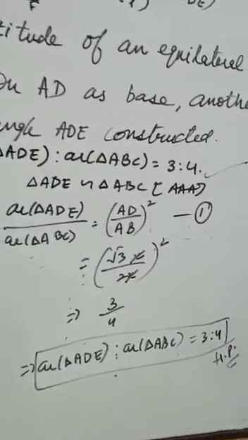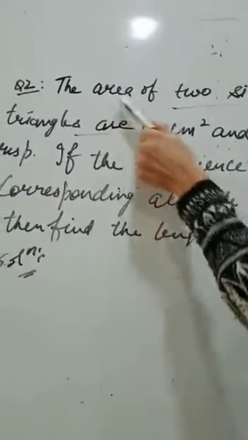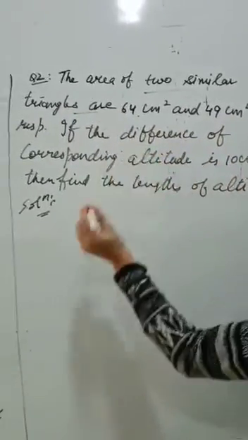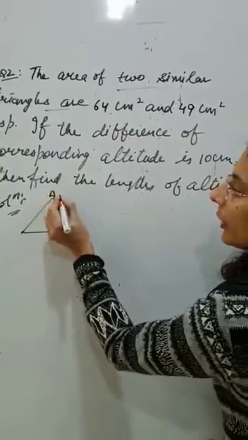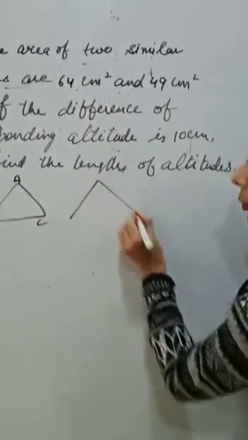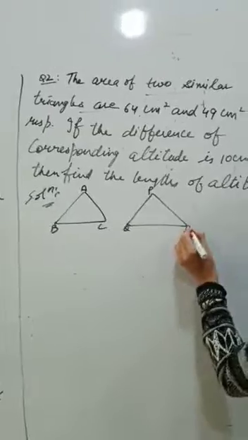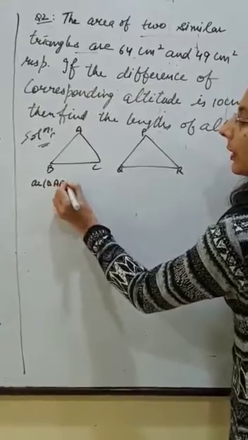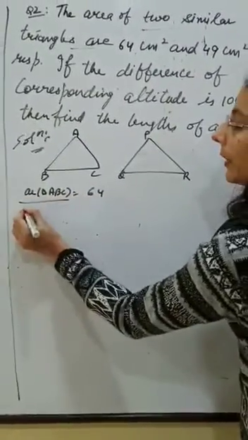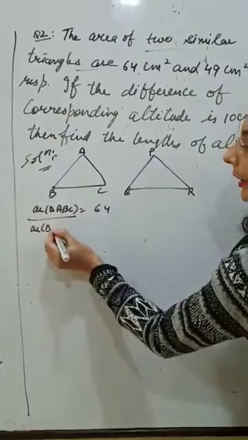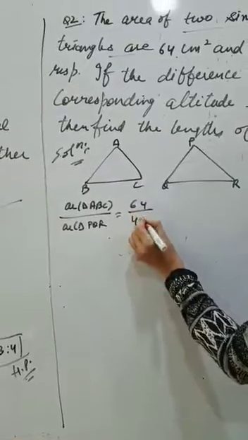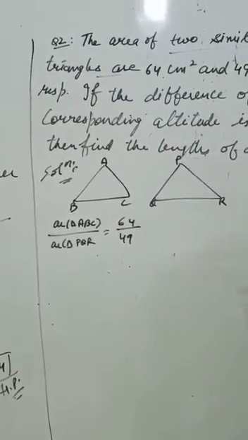Okay, let us see one more question here. In this second question, it is given that the areas of two similar triangles are 64 cm square and 49 cm square. Suppose we draw triangle ABC and another triangle PQR, in which the area of triangle ABC is 64 and the area of PQR is 49, so the ratio is 64 upon 49. Now let us see what it is saying.